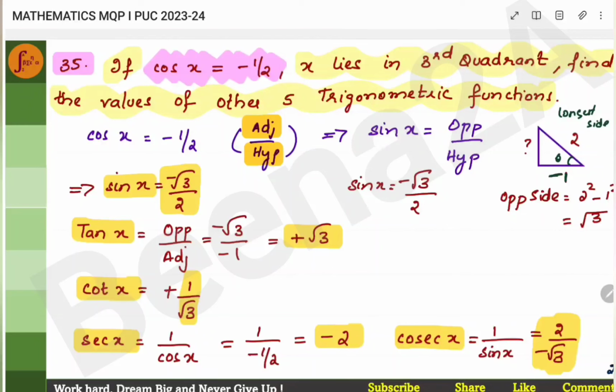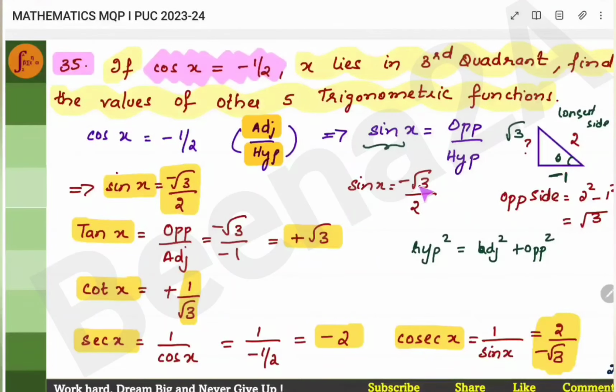So now you'll have to find sin x. Sin x is opposite by hypotenuse, this one. We don't know what this is. Using Pythagoras theorem, we can find this. Pythagoras theorem: hypotenuse square, the longest side, is equal to the sum of squares of both the sides, adjacent square plus opposite square. Now using this formula, you can find the opposite side value. So 2 square minus 1 square would be root 3. So this value is nothing but root 3.